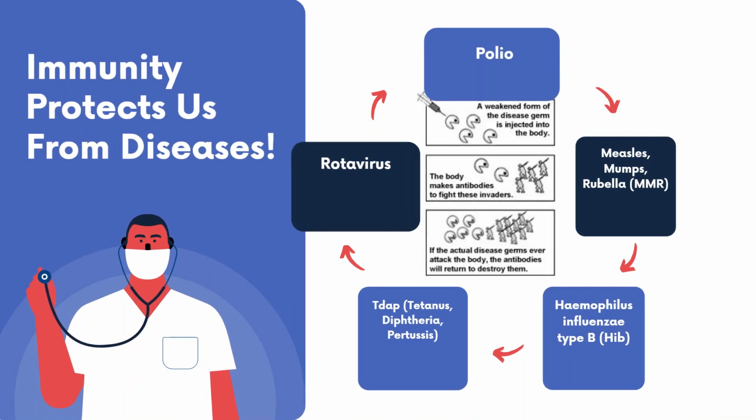And in this slide, we will discuss how immunity protects us from diseases. So diseases that used to be common in this country and around the world, including polio, measles, diphtheria, pertussis or whooping cough, rubella, mumps, tetanus, or Haemophilus influenzae, can now be prevented by vaccinations.